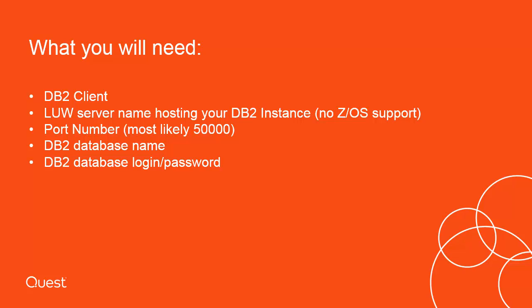You will need to have a DB2 client installed. For the appropriate DB2 client version, please consult the Spotlight release note. You will need to have the LUW server name hosting your DB2 instance. We don't support ZOS at this point. You will need the port number. By default, it's most likely 50,000. You will need the DB2 database name, and you will need the DB2 database login and password.